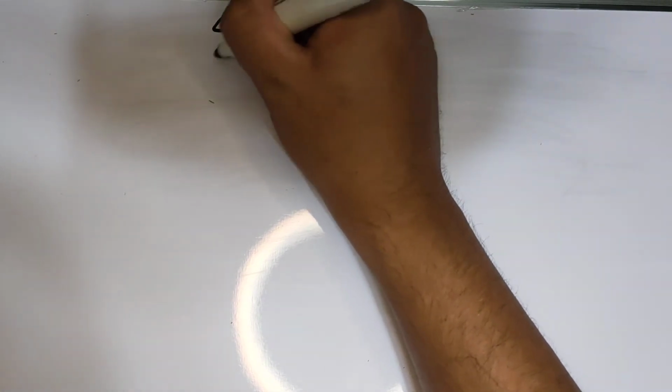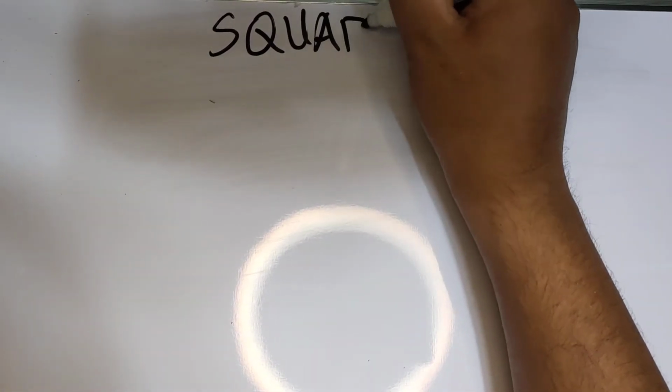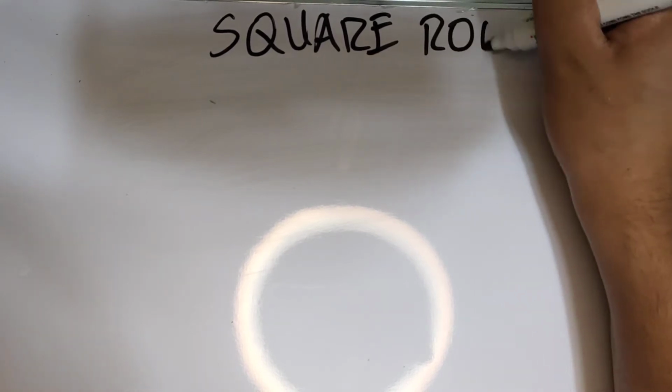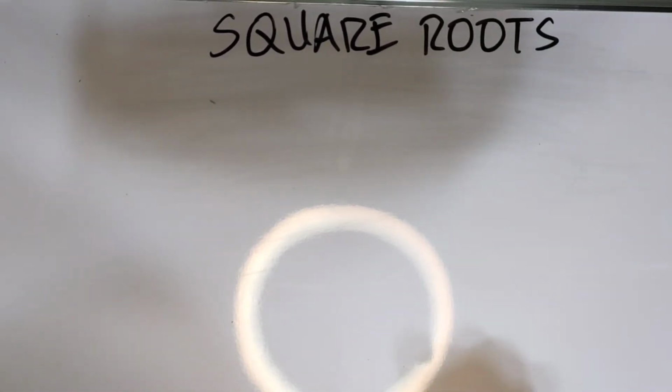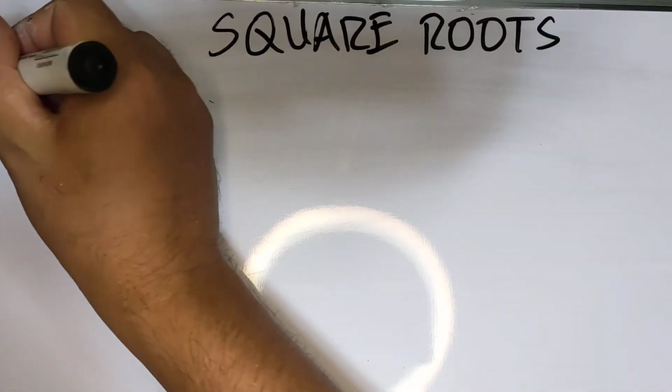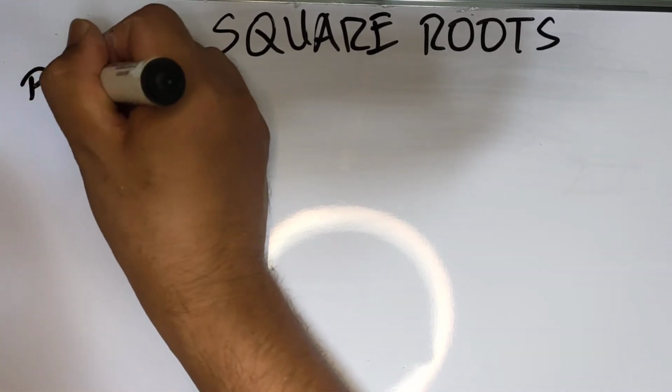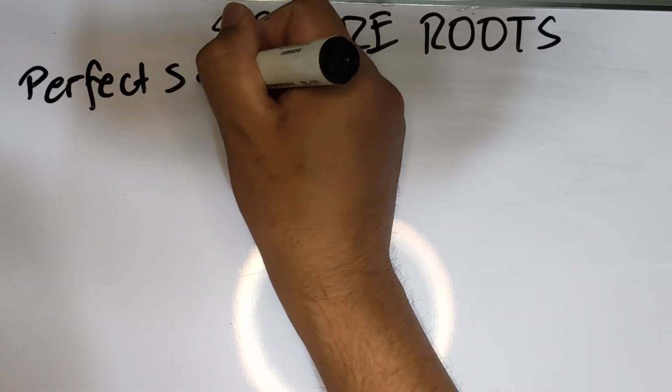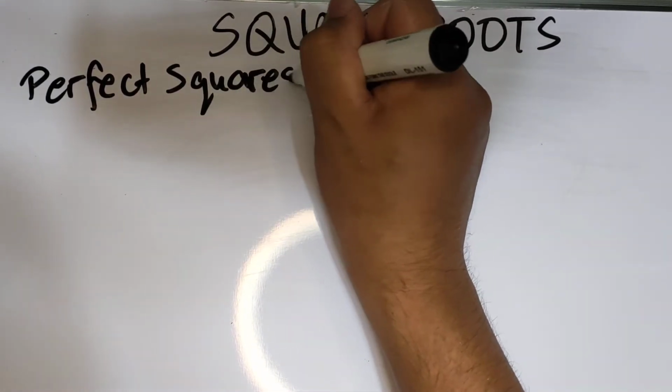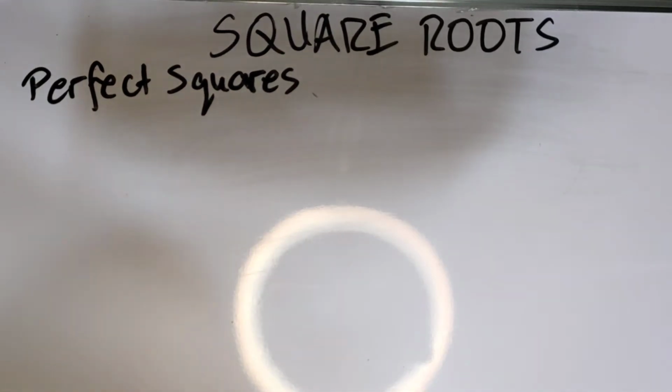Bago tayo dumako sa principal roots, discuss muna natin yung square roots. Okay? So, square roots. Pag sinabi mong square roots, ano yung number na kapag pinag-multiply mo sa sarili niya ay makukuha mo yung original number. Okay? So, dito pumapasok yung ating tinatawag na perfect squares. So, alam niyo na yung mga perfect squares, di ba? When you say perfect squares, ito yung mga nakukuha natin pag pinag-multiply natin yung isang number sa sarili niya.